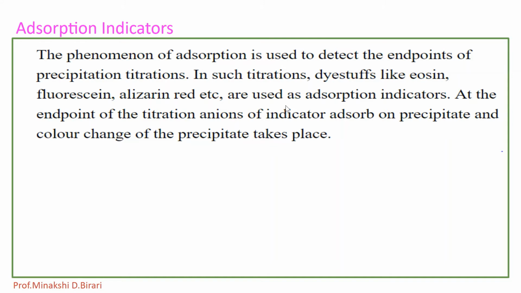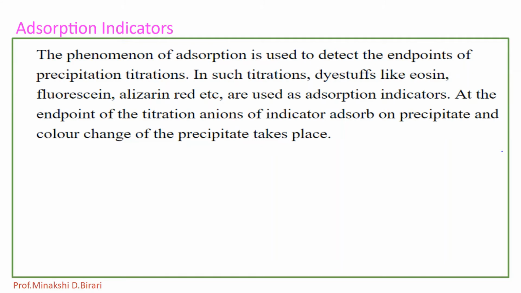At the end point of the titration, anions of the indicator adsorb on the precipitate and a color change of the precipitate takes place. For example, the precipitation titration of a solution of sodium chloride against silver nitrate solution in presence of an adsorption indicator like bromocresol blue is an example of this type of titration. The bromocresol blue has a colored anion in it.